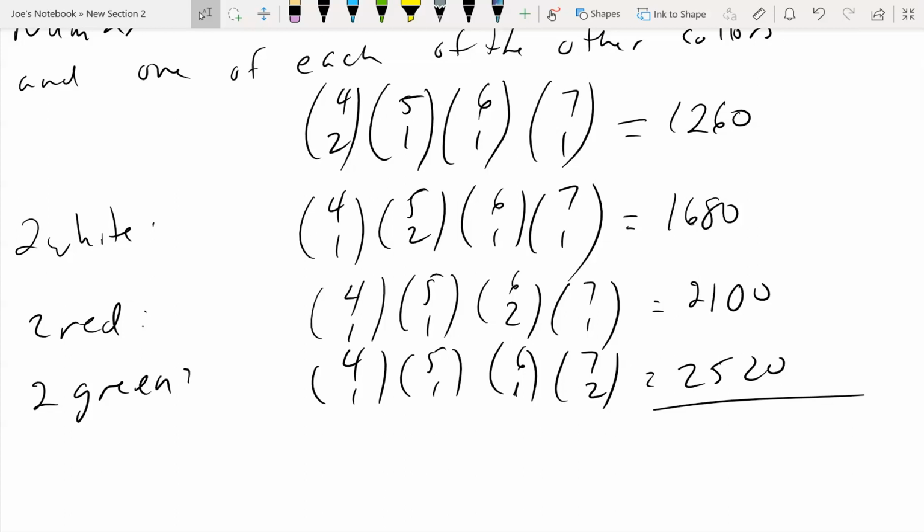Because again, we've got mutually exclusive ideas, right? I can't have 2 green and 2 blue at the same time in 5 balls if I'm going to have all the colors represented. Right? So these are mutually exclusive ideas. If you add them all together, what do you get? 7560, which is one of the answers. That's always good.